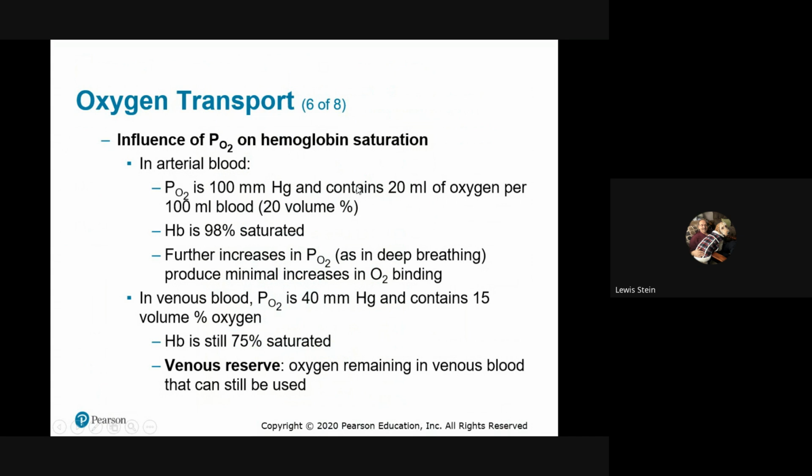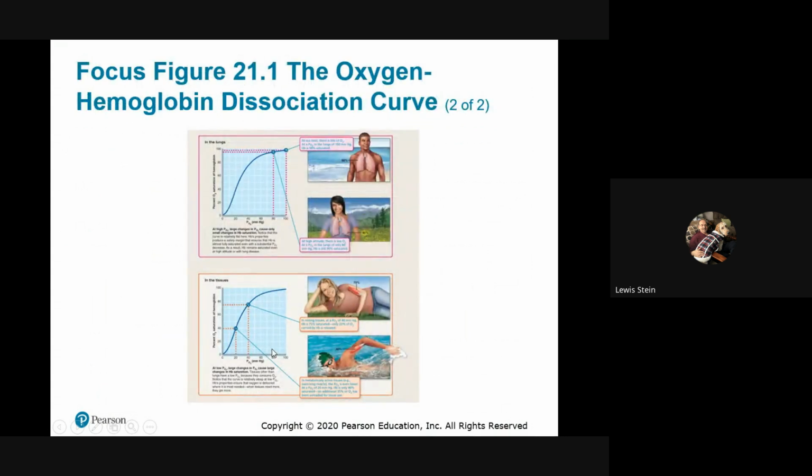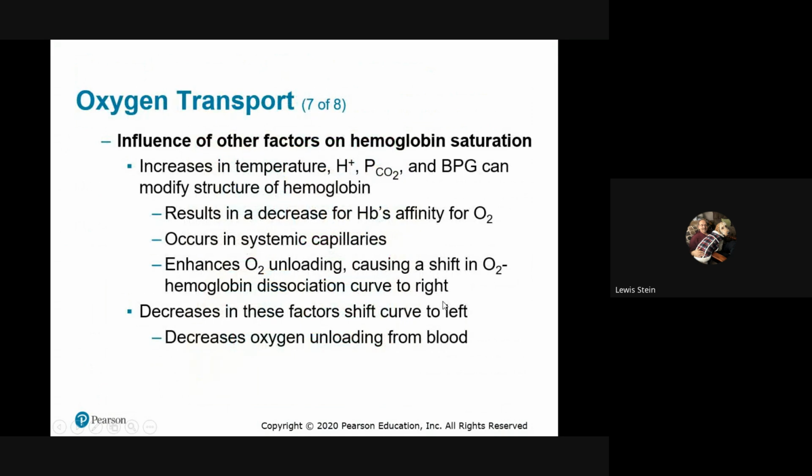Again, this is the hemoglobin 98% saturated. Further increases bring minimal increase in oxygen by venous blood, the venous reserve. And they're just looking at the difference with regard to these. Are there subtle changes in the dissociation curve, whether you're at elevation or not? They talk about that. I don't get a lot out of it. It's not a big deal.